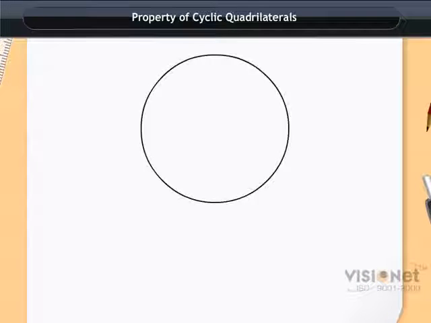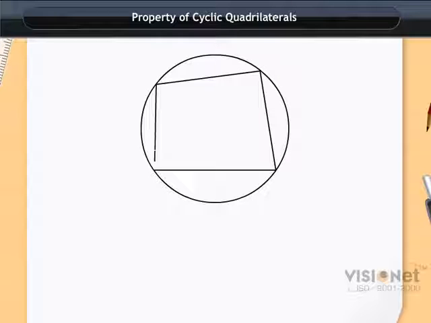Property of cyclic quadrilaterals. Look at the circle and a quadrilateral ABCD inscribed in the circle. Now ABCD is a cyclic quadrilateral, and here let us try and understand two important properties of a cyclic quadrilateral.